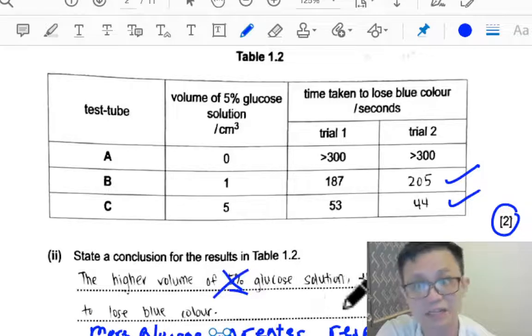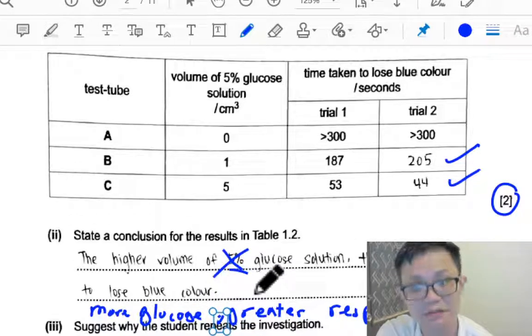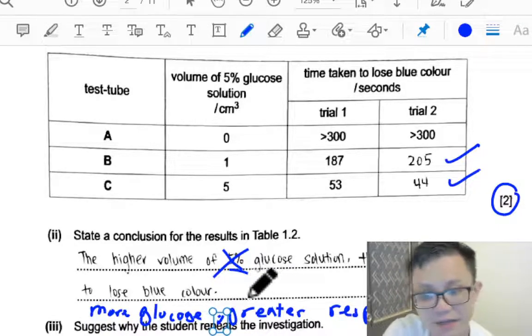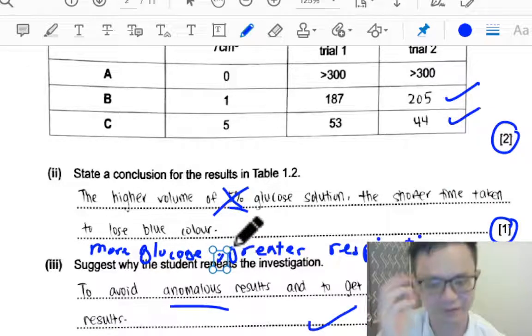Because what's the aim of the experiment? The aim of the experiment is not to study the 5%. The aim of the experiment is more glucose, greater respiration. You can use 6, 7, 8, 9, 10, up to you. But of course, it's a constant variable. I hope that you understand what I'm saying.